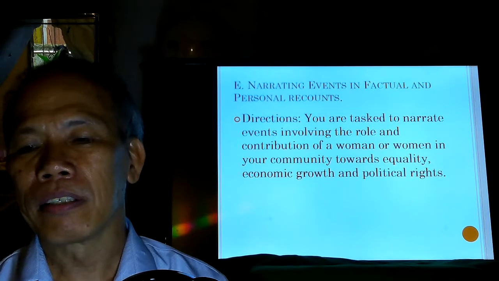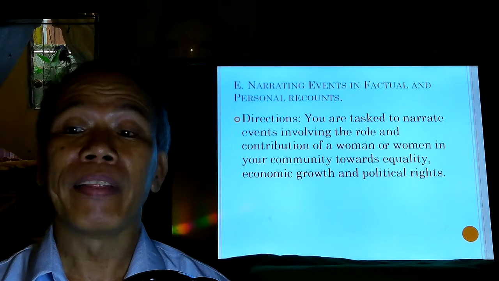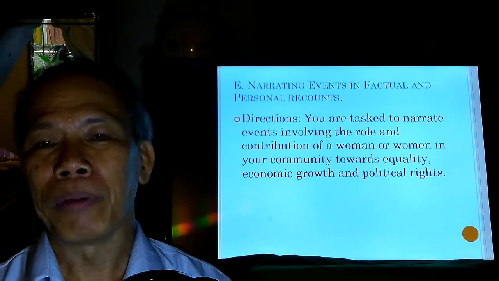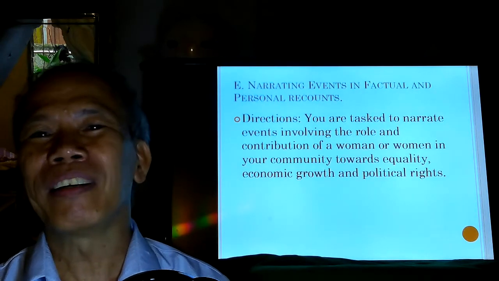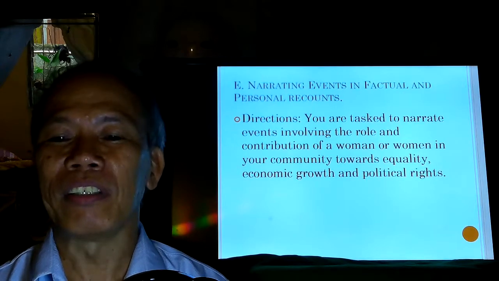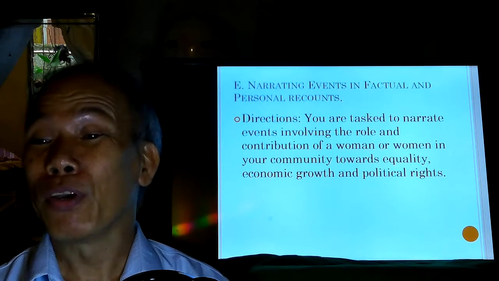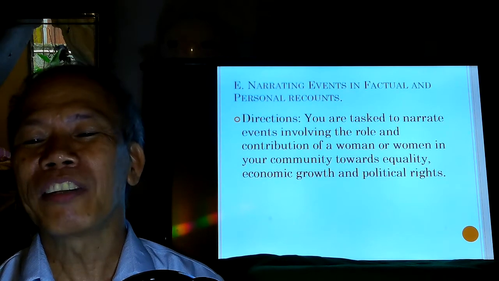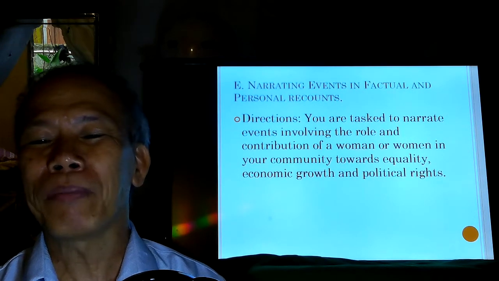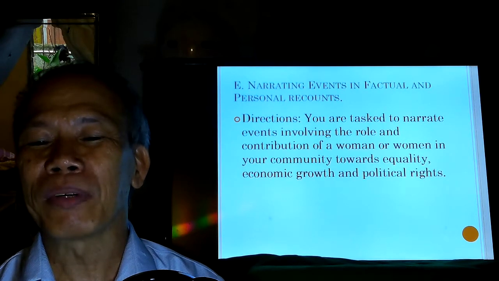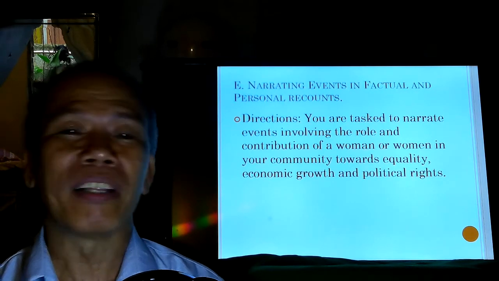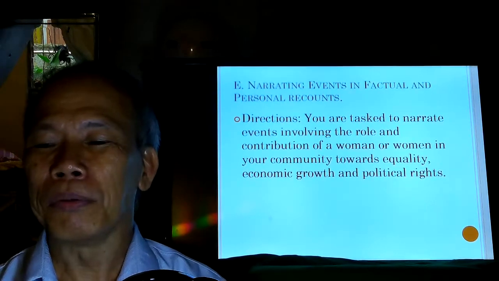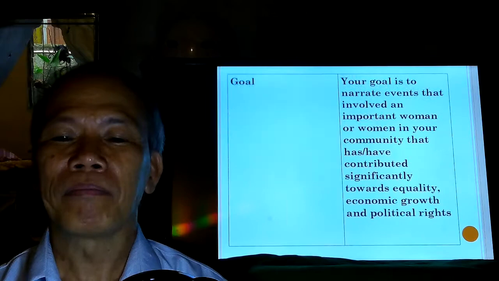Next, the third one, narrating events in factual and personal recounts. You will be doing this as if you are a broadcaster. The direction. You are tasked to narrate events involving the role and contribution of a woman or women in your community towards equality, economic growth, and political rights. Oh, you are a politician. You are somebody who mediates with.